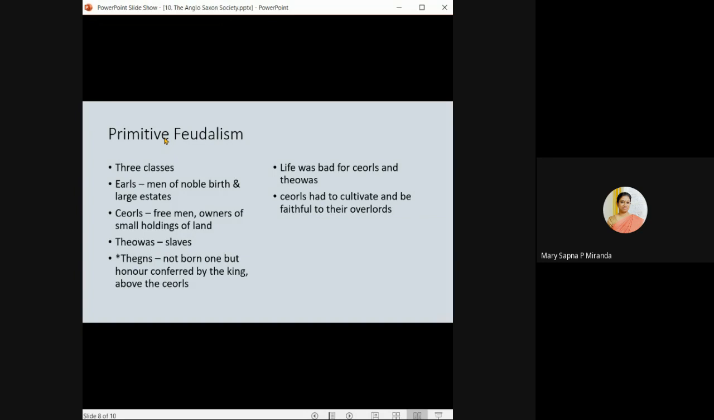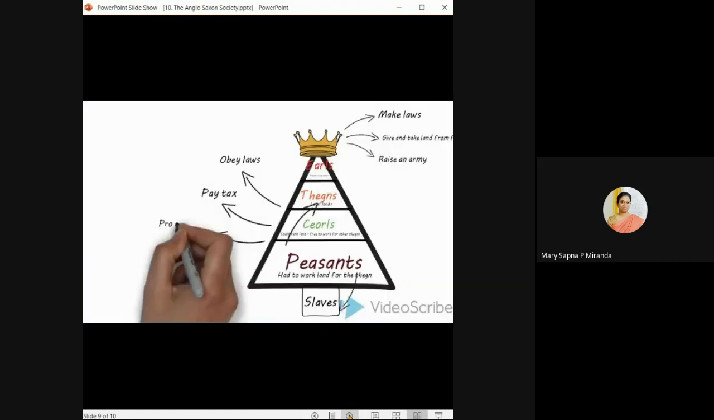So all their life was spent cultivating and providing things for the overlords, that is, people belonging to this class called the earls. So it was, in a way, an unfair way of stratification, very unfair. It was unfair to the churls and the theowas, whereas the thanes and earls, they enjoyed the fruit of the labor that was done by the churls and the theowas.